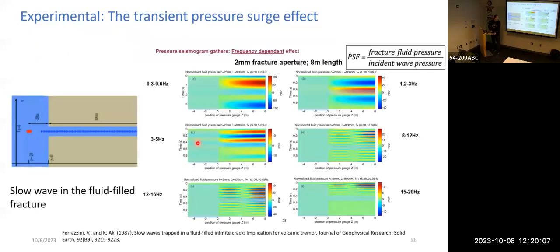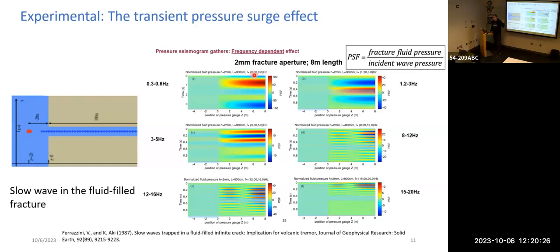So what's the dimension there? The length is 8 meter, and the aperture is 2 millimeter. You can see here. What's the aperture of the experiment?